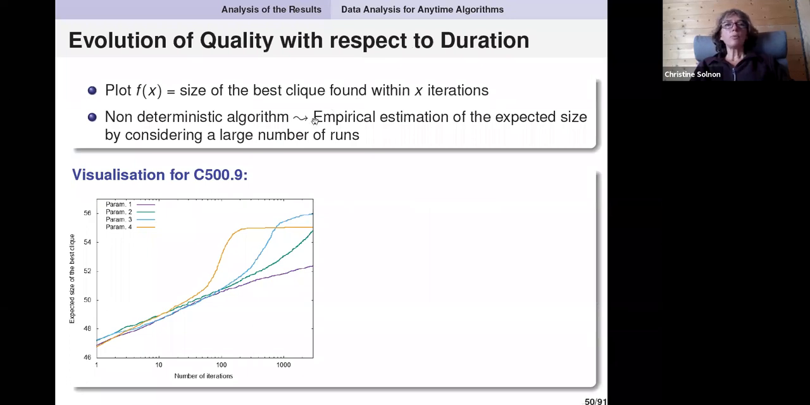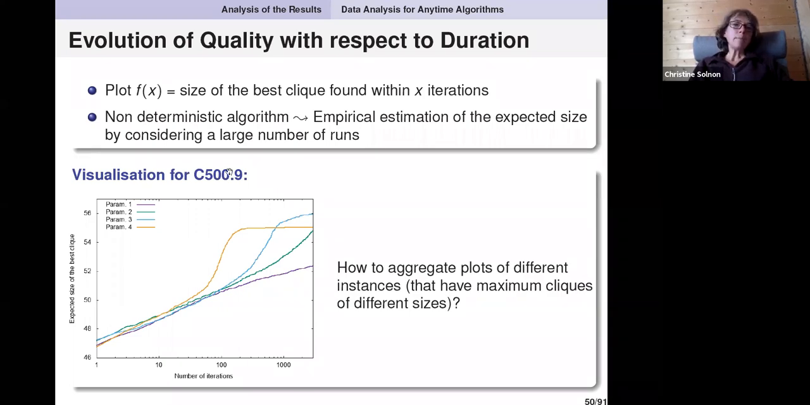So we obtain a much better conclusion if we plot the evolution of the quality with respect to the duration. On the x-axis with a log scale, I plot the number of iterations, and on the y-axis, I obtain the expected size of the best click within this time limit. So this gives me an empirical estimation of the expected size for all the possible numbers of iterations.